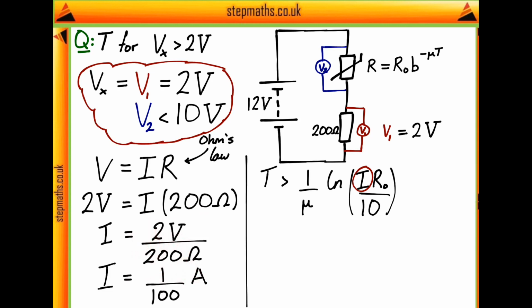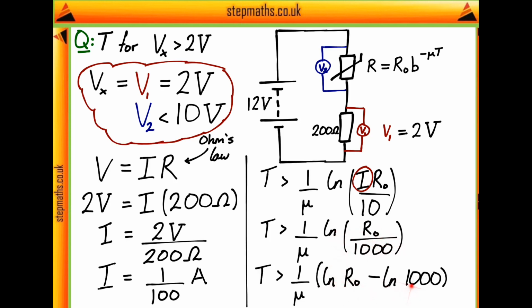So we can divide by 200 to get the current is just 2 over 200, or 1 over 100 amps. Then, of course, we can just substitute this current into our expression for T. We find that T is greater than 1 over mu ln of R0 over 1000. And then using the laws of logs, we can just separate our natural log into this, the log of R0 minus log of 1000. So this is just going to be our final answer, and you'll see corresponds to answer A given in the question.